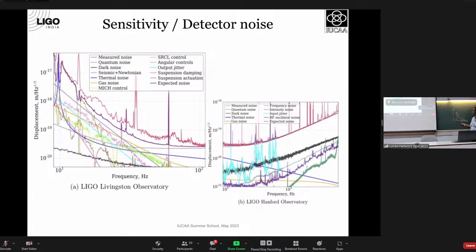And you can see there are different noise sources that contribute. There's seismic noise, frequency noise, gas noise, there's even scattering, and there's some controlled noise that comes in.